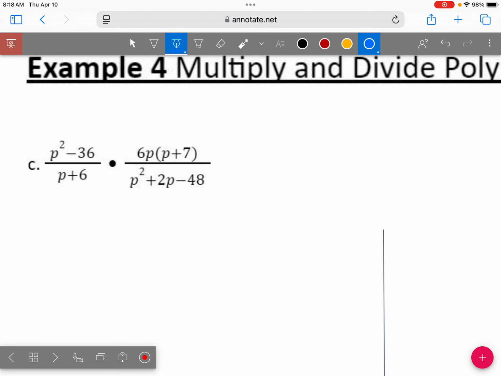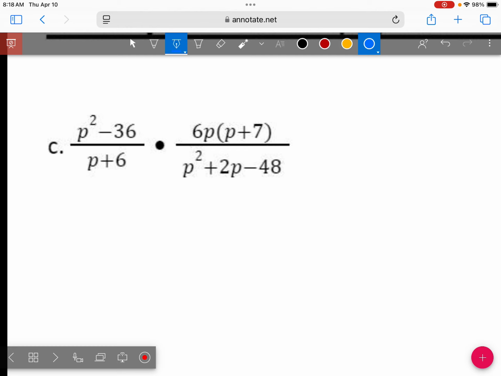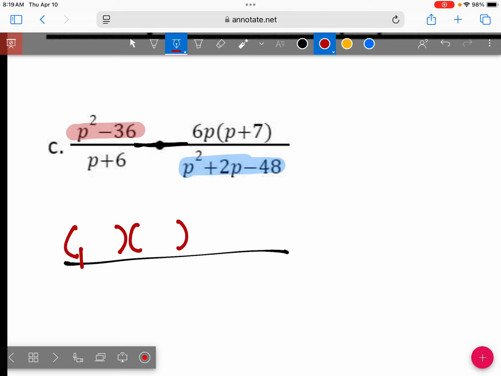So when we look at C, C is almost fully factored, but this can be factored down, and so can this. And again, because it's multiplication, I'm really just extending that fraction bar across. So I'm going to make a new fraction. What does this factor down to? That's that pattern. So p squared minus 36, we're making our two parentheses. A p goes in the front. One is plus and one is minus. And what's our number? What multiplies to give you 36? 6.